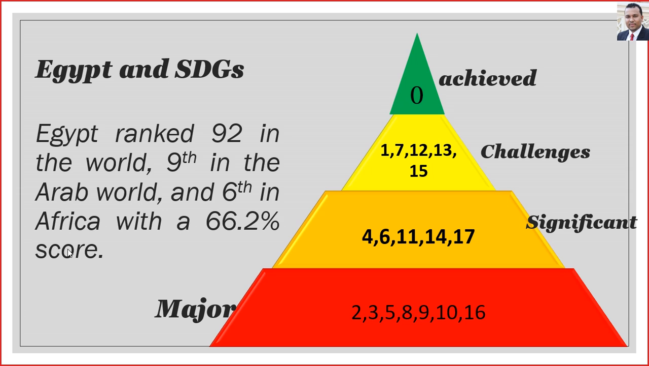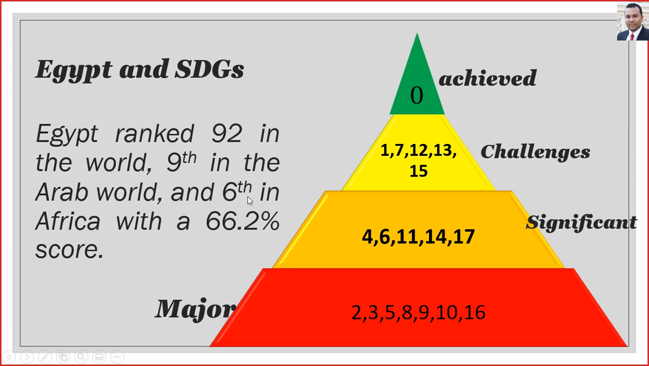In the year 2019, Egypt ranked number 92 globally, and ranked number 9 based on the Arab world or the Arab region, and number 6 based on Africa. So Egypt 92 globally, number 9 according to the Arab region, and number 6 according to Africa.